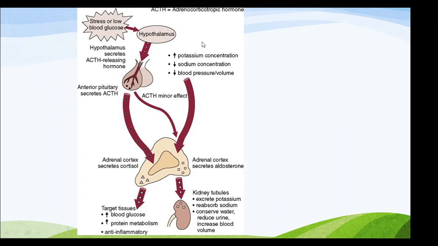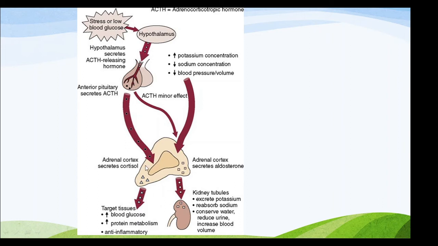In this you can see that the hypothalamus, which releases CRH, activates the pituitary to release ACTH, and ACTH has a major effect on the adrenal cortex, so that the adrenal cortex releases cortisol, and it has a minor effect as a result of which the adrenal cortex secretes aldosterone.